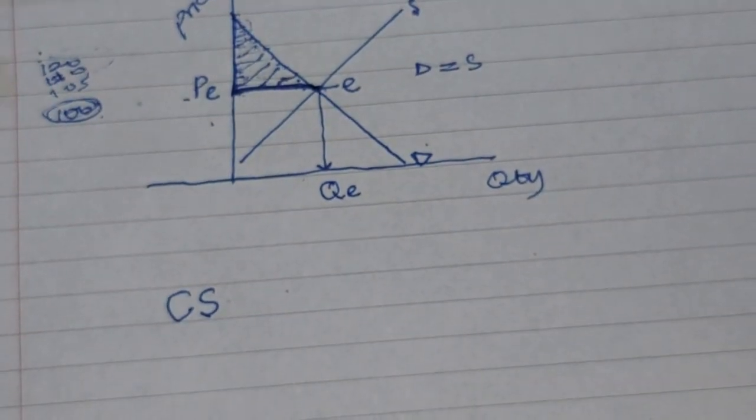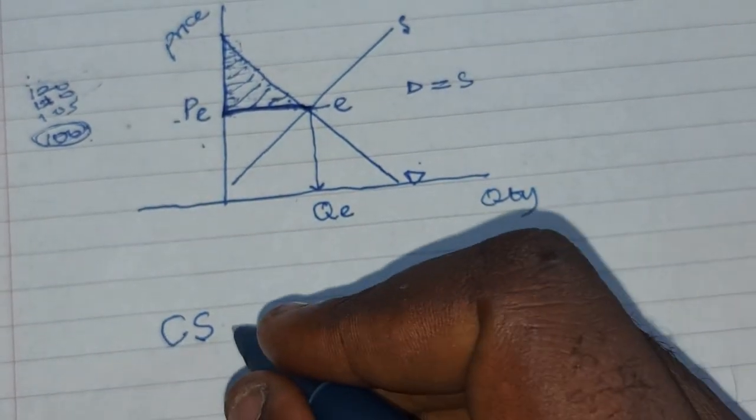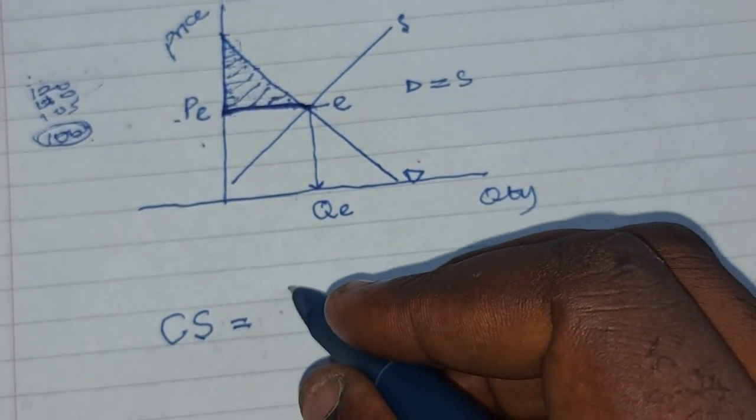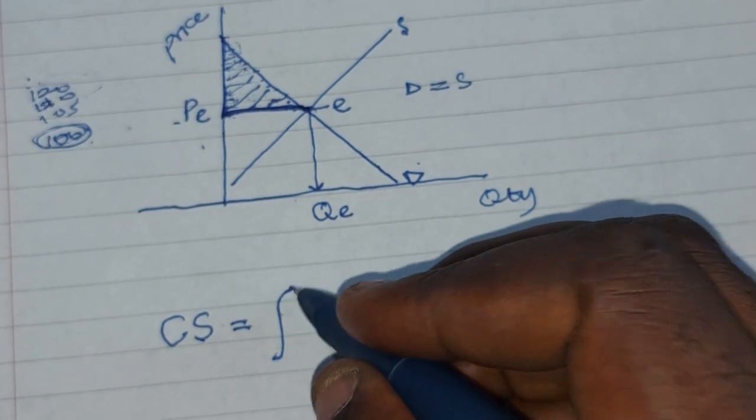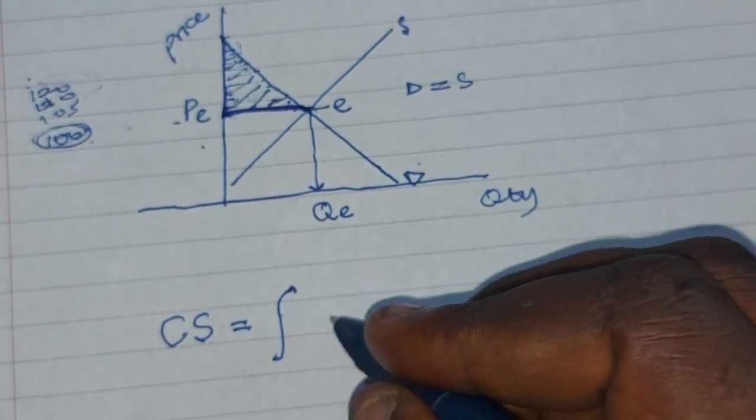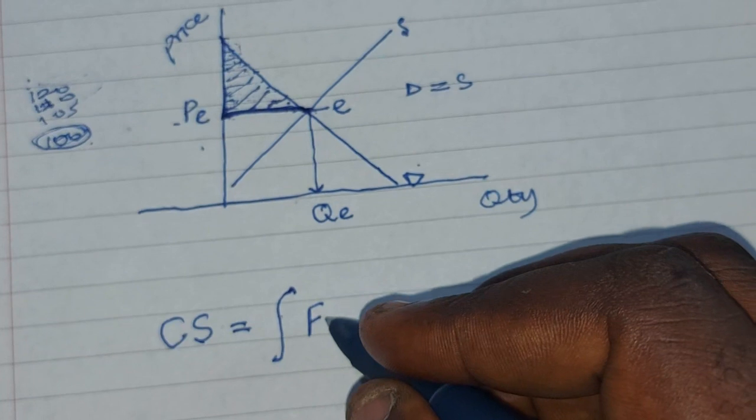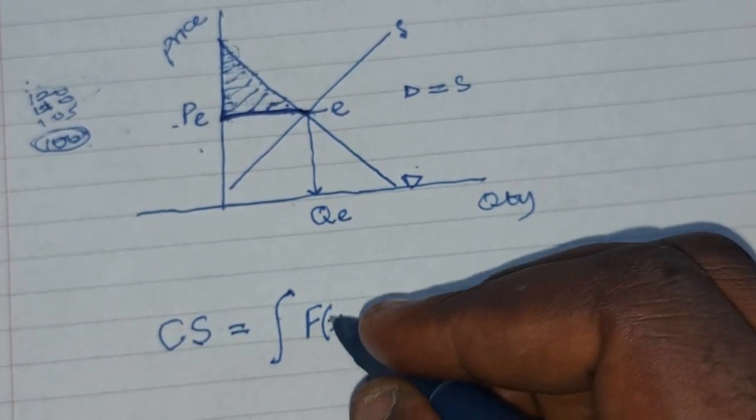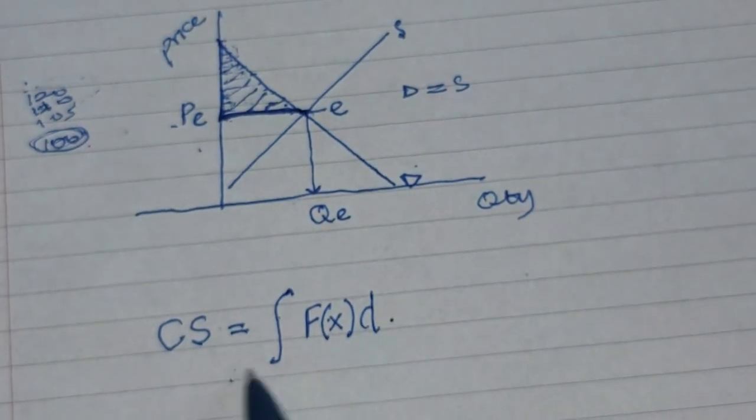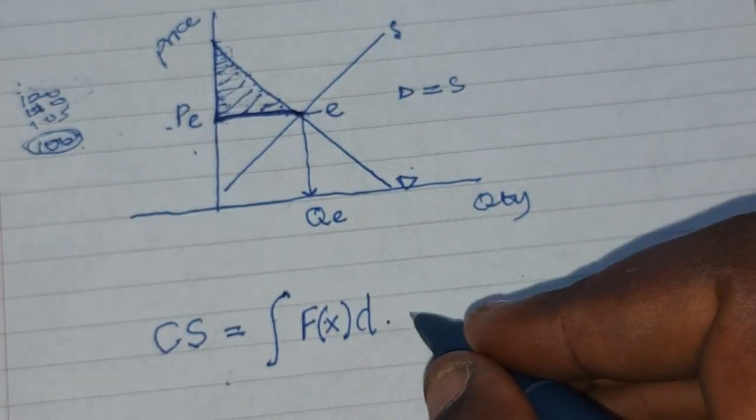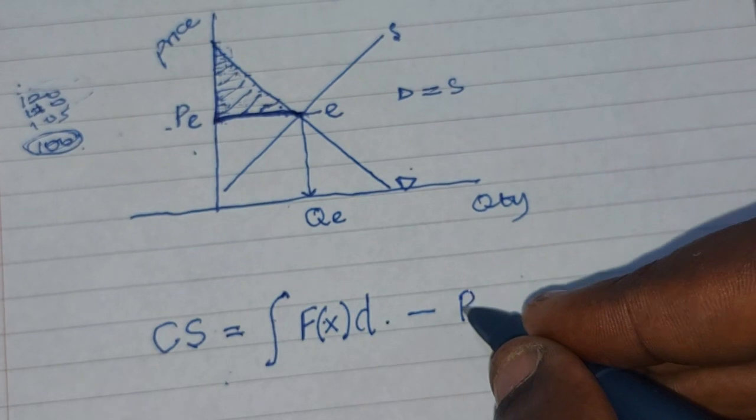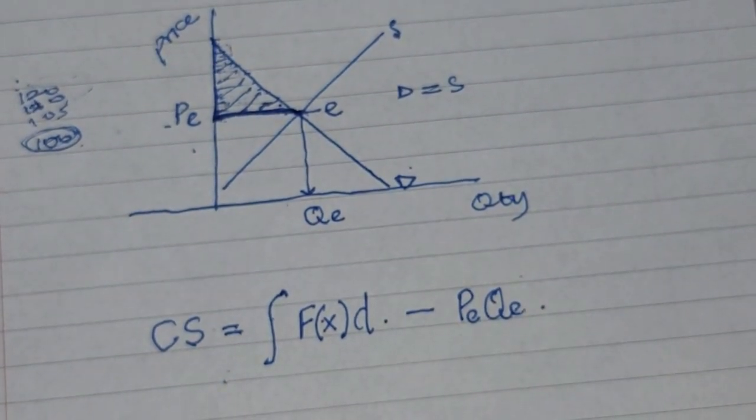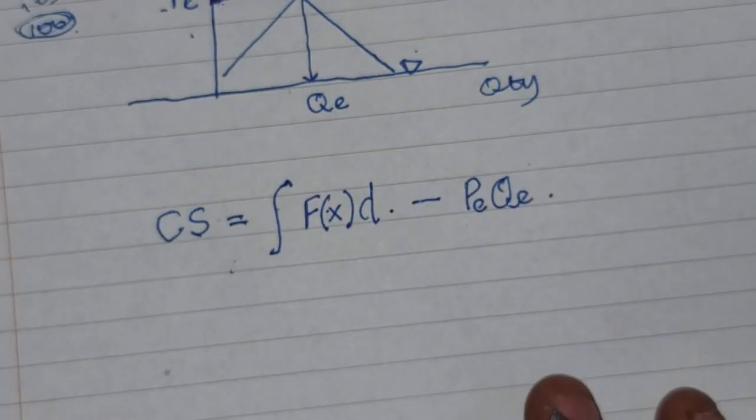So you may be asked to calculate the consumer surplus, given the demand function. It will be equal to the integration of the demand function minus the equilibrium price multiplied by the equilibrium quantity. So this is the general formula.